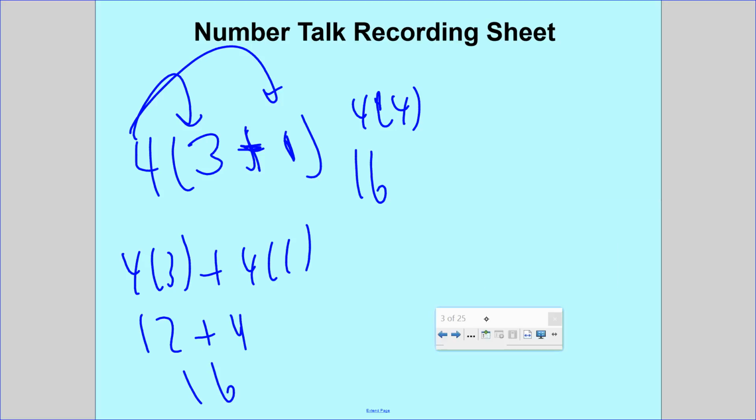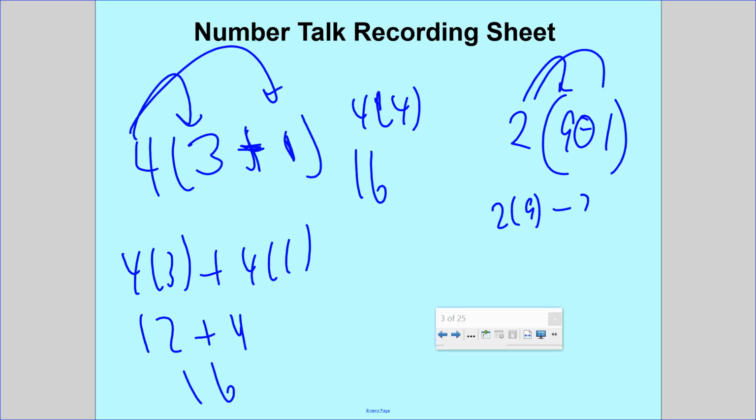Let's try one with subtraction. Let's think. 9 minus 1, that's 8. Oh, this one's a good one. 2 times 9 minus 2 times 1, 18 minus 2 is 16. Or 2 times the quantity of 8 is 16.